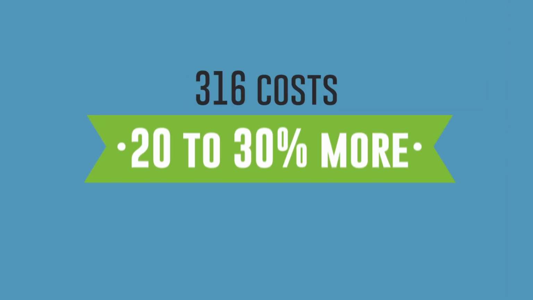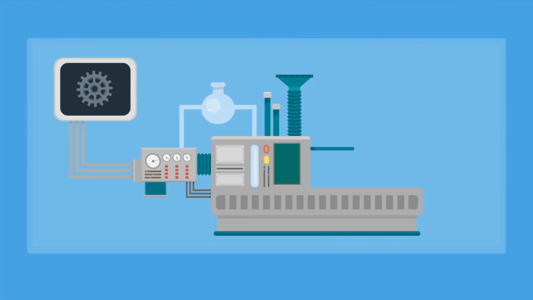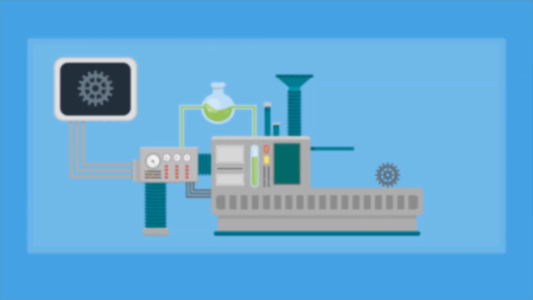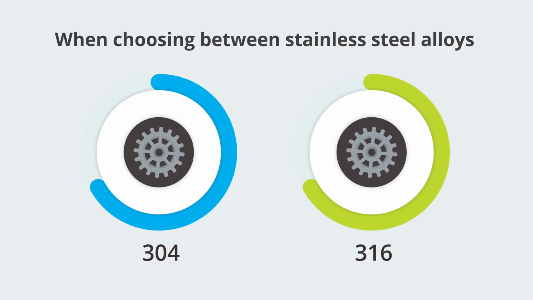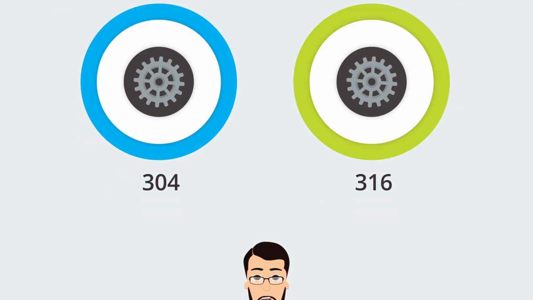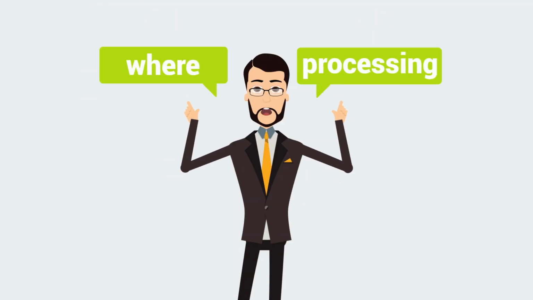316 costs 20 to 30% more than 304, but considering the cost of replacing an entire process line, plus manufacturing downtime, these costs are insignificant. When choosing between stainless steel alloys, remember to factor in what you are processing and where.